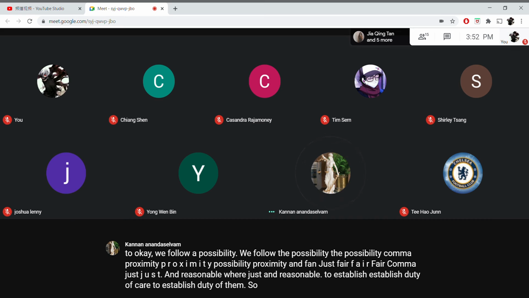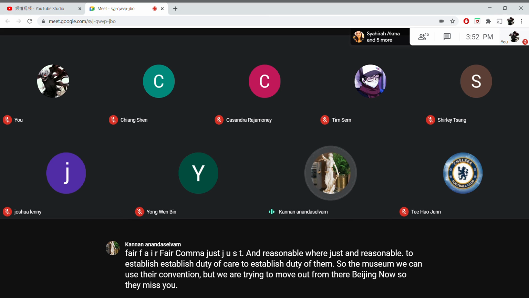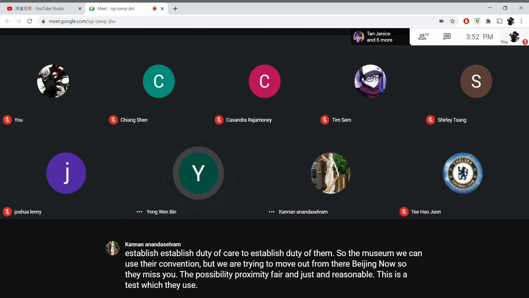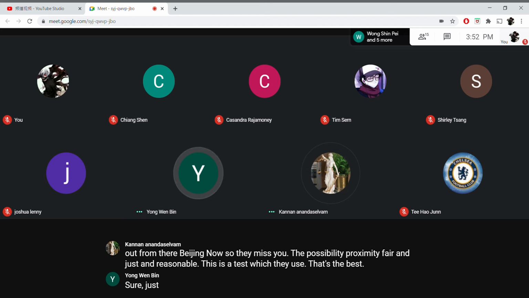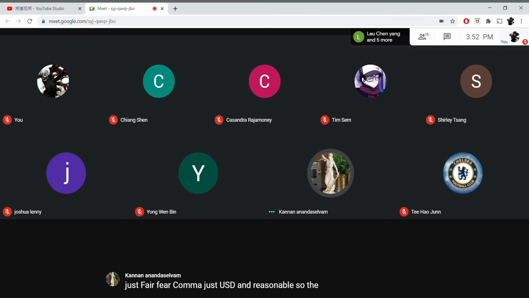So that means here we can use Donoghue and Stevenson, but we are trying to move out from there. We are using now the possibility, proximity, fair, just, and reasonable. This is the test which they use to establish. Teacher, just is spelled with C-U-S-T or J-U-S-T? Just, J-U-S-T. Fair, comma, just, and reasonable. So this is much easier.